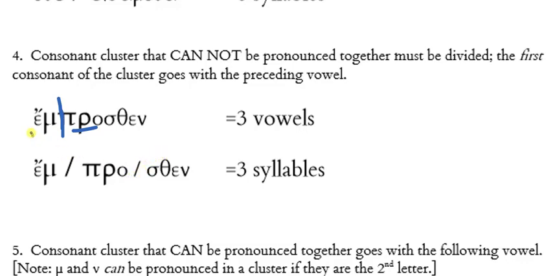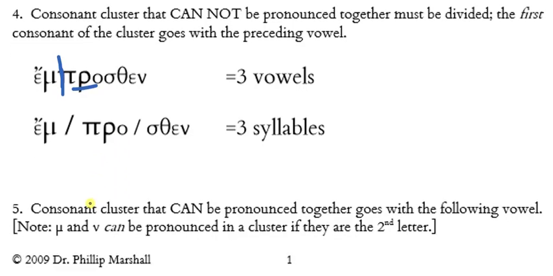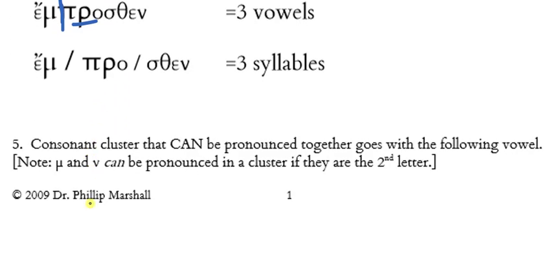Now, how many vowels do I have here? Three. Epsilon, omicron, epsilon. So by the time I'm done dividing this, I've got three syllables here. Now, according to number 5, consonant clusters that can be pronounced together go with the following vowel. They go with the following vowel. Note, mu and nu can be pronounced in a cluster if they are the second letter.